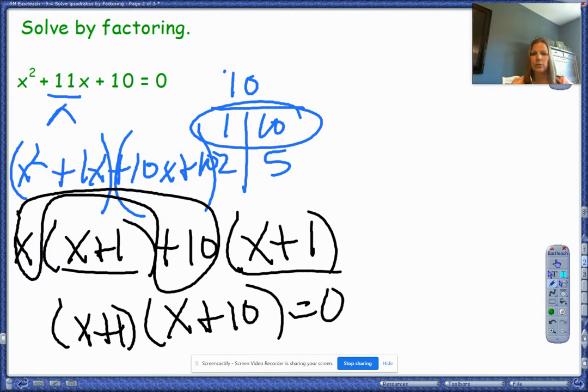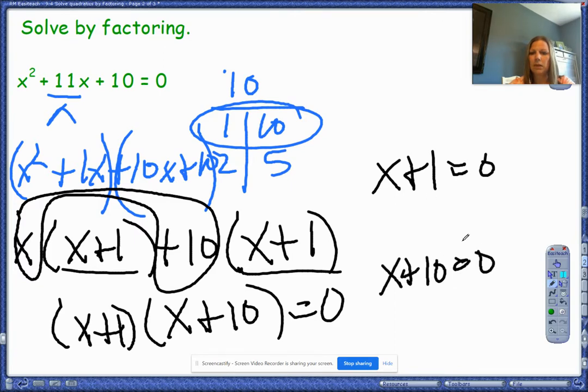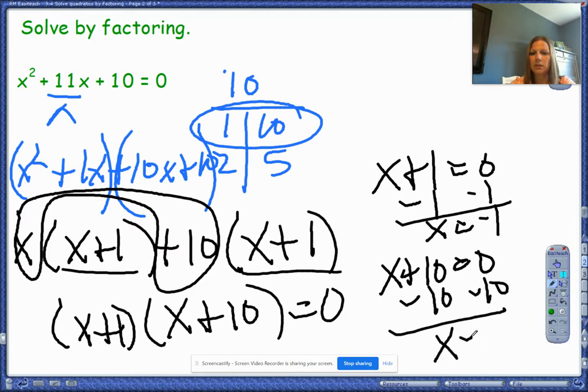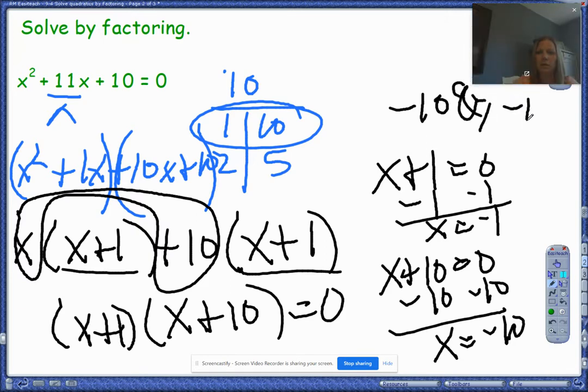I set each factor equal to 0. So x plus 1 equals 0, and x plus 10 equals 0. Minus 1, x equals negative 1. Minus 10, x equals negative 10. So my answers are negative 10 and negative 1. Okay?